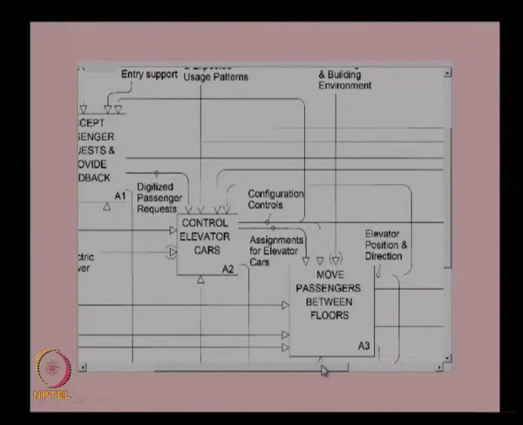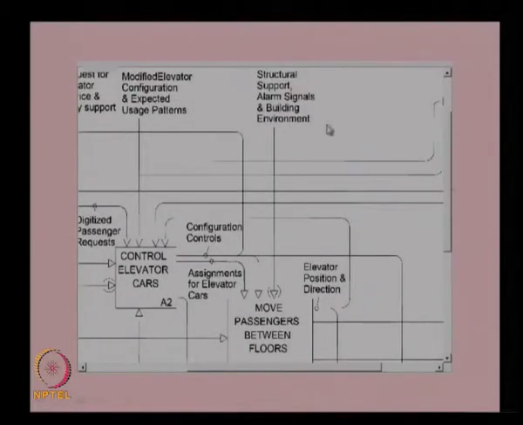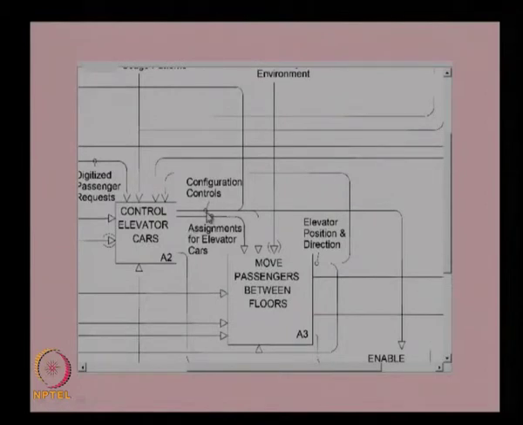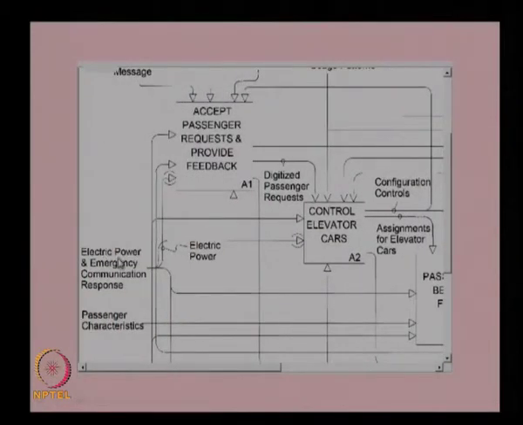And that will go to the third function, called move passengers between floors. So that is the A3 function. Here, one input is the elevator car assignment, the other is the building and environment, depending on the structural support, alarm signals and other inputs that will be provided. That input will be processed along with the configuration control inputs, plus you will be getting other inputs like electric power, emergency communication and passenger characteristics.